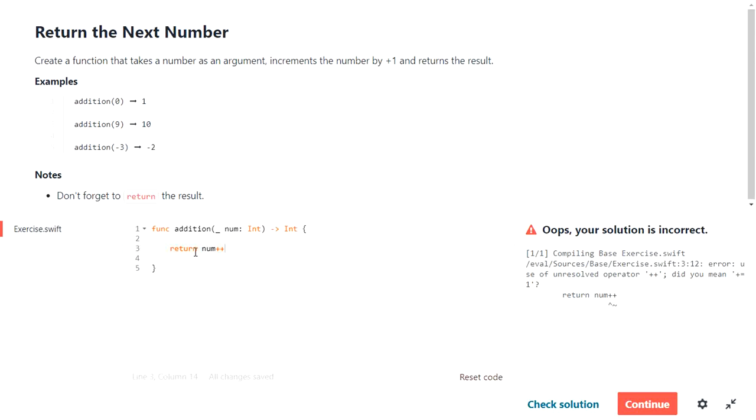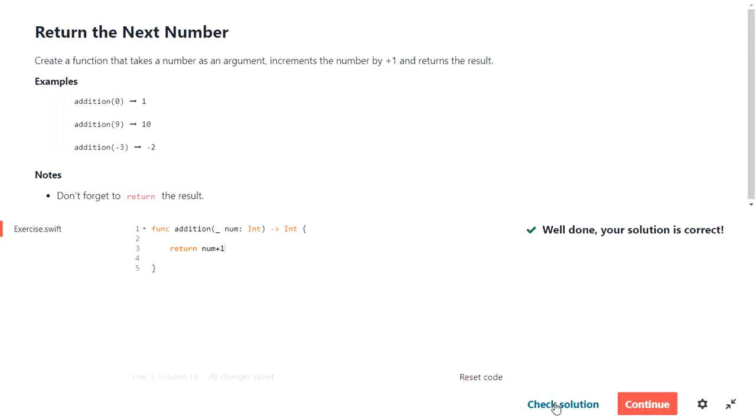So what you can do, you can return num plus 1. So our solution is correct.